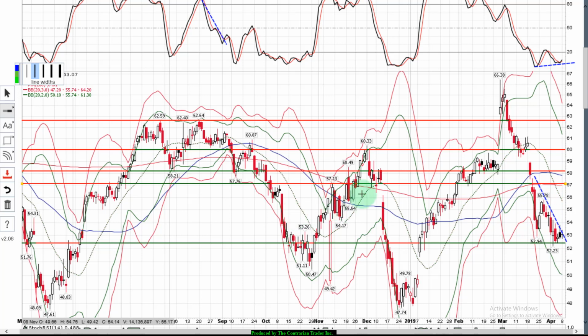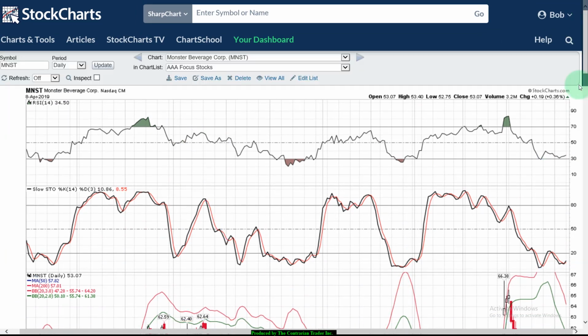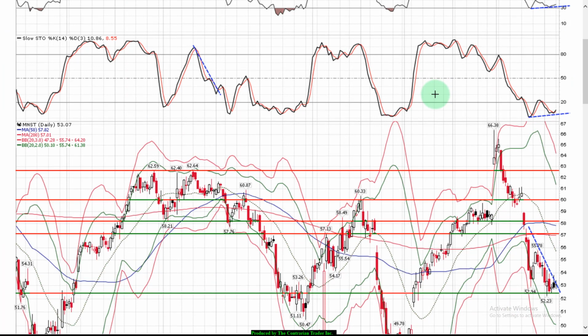We do have a little bit of congestion in between there at the $56 per share level. So between $56 per share and $57 per share, that should be a very short-term price target, and I would be looking to book profits into that resistance level, or those resistance levels.